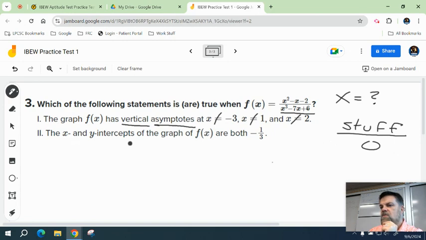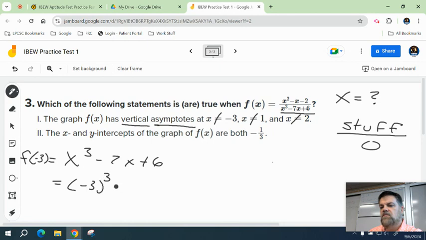And then it says the x and y intercepts of the graph of f of x are both. So we want to verify if they're true. Oh, so we still have to do it anyways. Since they give you the numbers, you could plug it in, right? So remember that this is x to the third power minus 7x plus 6. If we evaluate this at negative 3, wherever there's an x, I'm just going to plug in negative 3 and see what it equals. If it equals 0, then it's true.